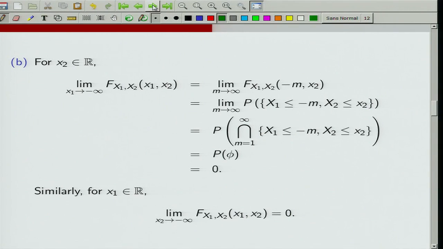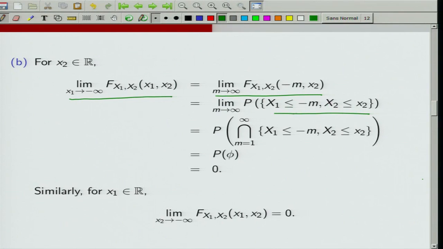Now, I have to take one of the arguments going to minus infinity, so that f x1 x2 is 0. So, let us consider x1 going to minus infinity, f x1 x2. Now, since this limit exists, this is the same as limit m going to infinity f of minus m, x2, which is the same as limit m going to infinity probability x1 less than or equal to minus m, x2 less than or equal to x2.